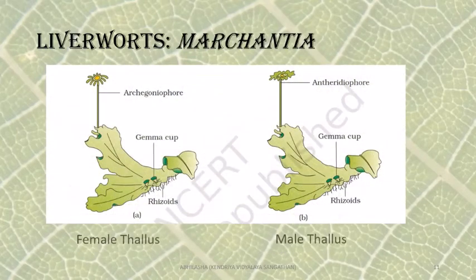Now these are the two thallus of Marchantia, the female thallus and the male thallus. You can see the female thallus bears the archegoniophore, which has the archegonium at the top, and the male thallus has the antheridiophore with the antheridium at the top. Now you can also see the gemma cup here and the root-like structures known as rhizoids.